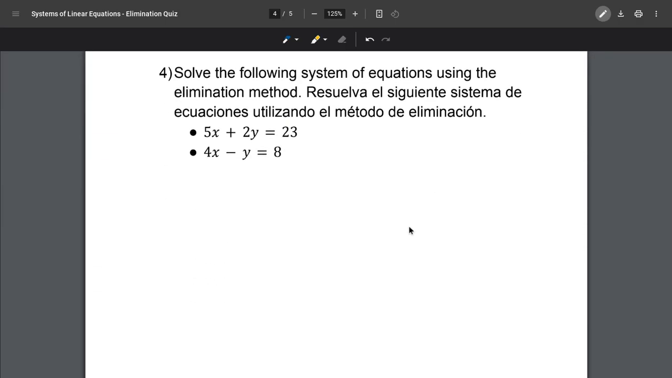All right, so in this one, if we add them together, nothing's going to be eliminated, but if I multiply the bottom equation by 2, then I'll get a minus 2y here, and we'll eliminate the y's. So I'm going to bring over the top equation. That's going to stay the same, so 5x plus 2y equals 23.